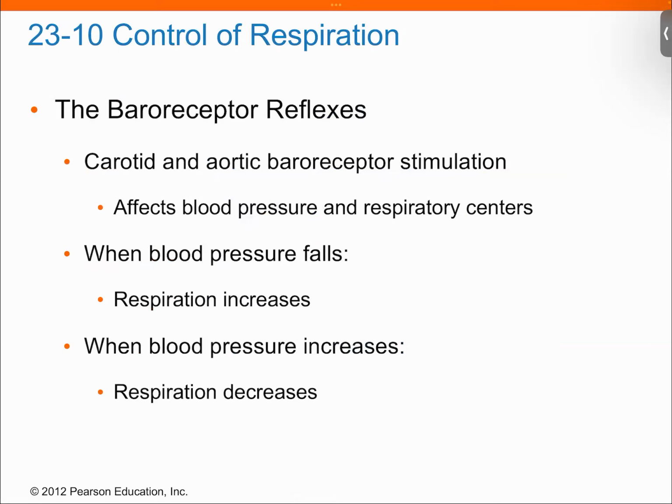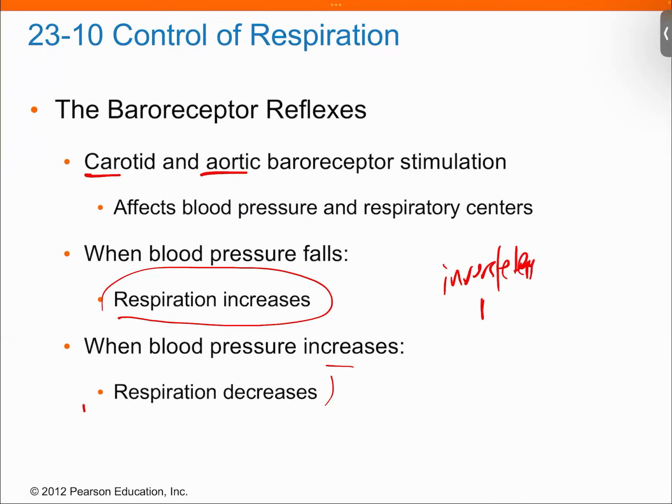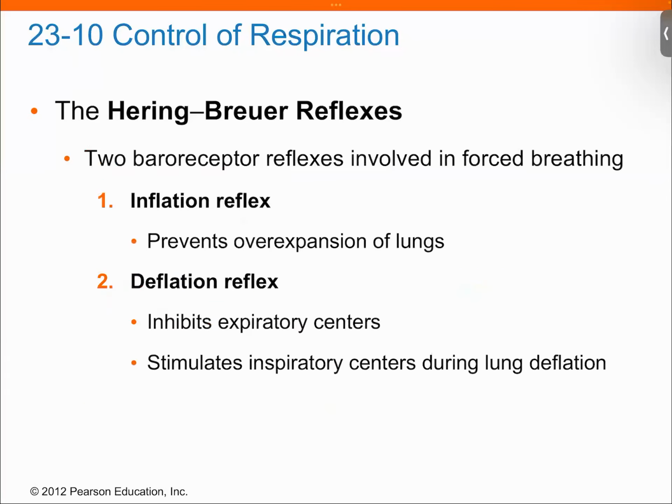The baroreflex is what you talked about already. We already know that these guys are in the carotid and aortic system. So basically what's going to happen is as the blood pressure falls, your respiration increases. So you increase your respiratory rate. As blood pressure increases, your respiratory rate decreases. So notice it's inversely proportional to each other. So as blood pressure goes up, respiratory rate goes down. So you slow it all down.